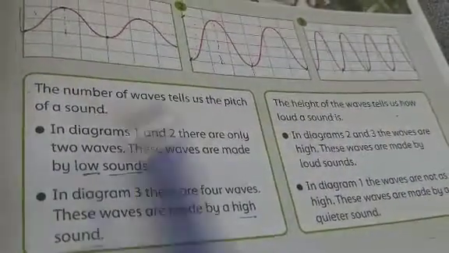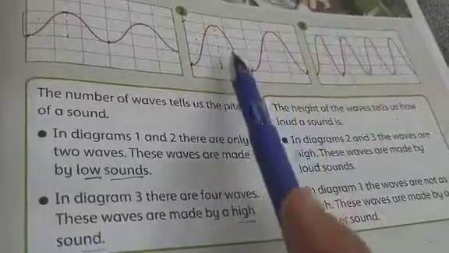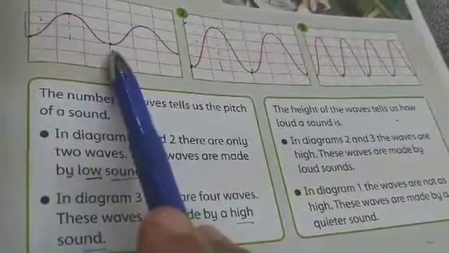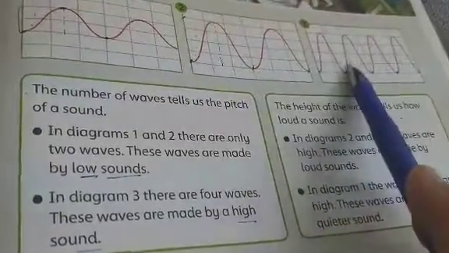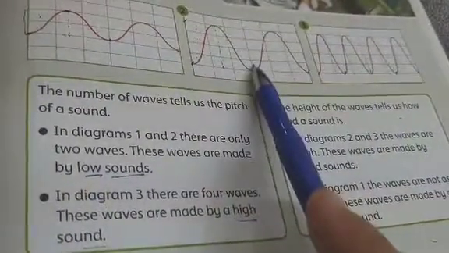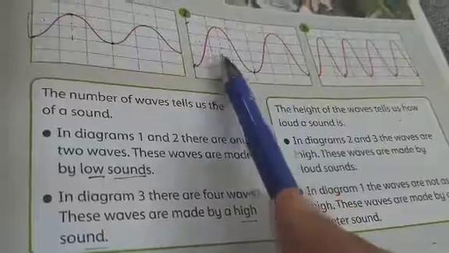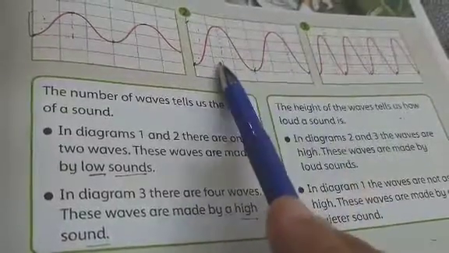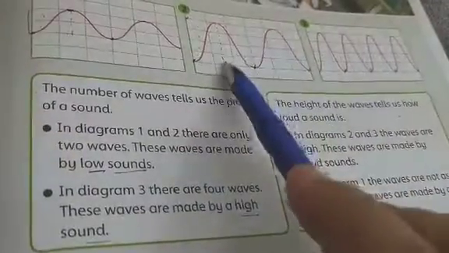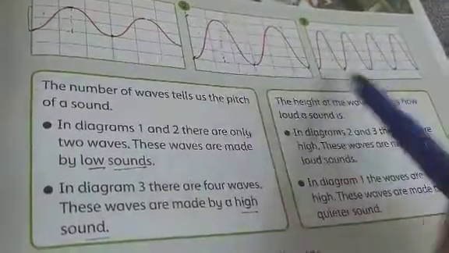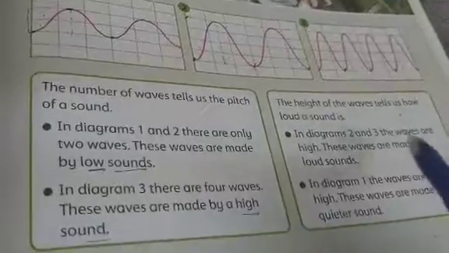Loud sound. But here, this is the same as number 1 in number of waves and the same in height as number 3. So this is what? Low pitch, because we have 2 waves, low pitch, and loud sound because the height of the wave is like number 3. I hope you understand me.